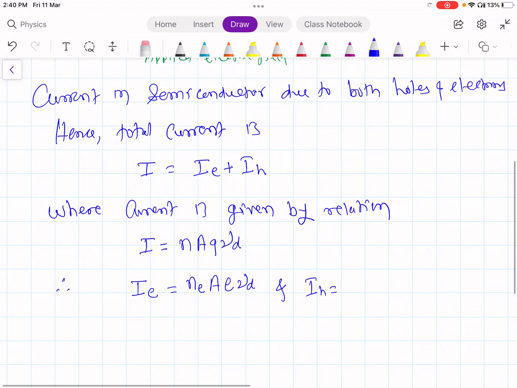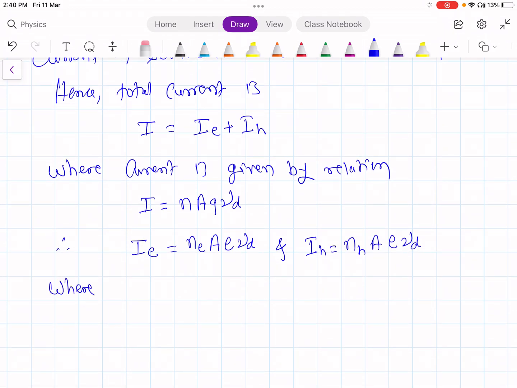IH is equal to NH, the number of charge carriers of holes, into cross-sectional area A, into the charge on a hole e, into Vd, the drift velocity of holes.